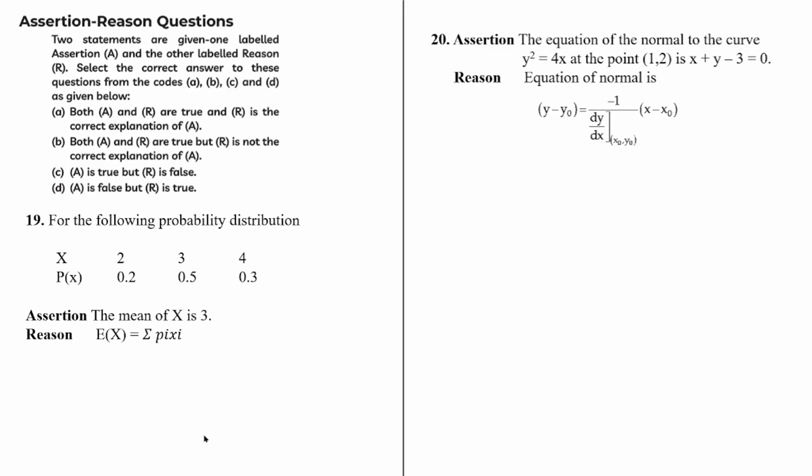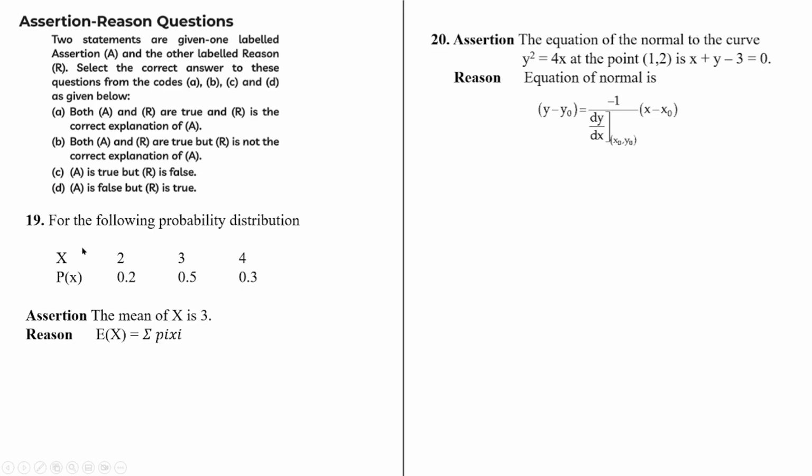And now moving on, assertion reason questions. 2 statements are given, one labeled assertion A and the other labeled reason R. Select the correct answer to these questions from the codes A, B, C and D given below. Code A, both A and R are true and R is the correct explanation of A. Code B, both A and R are true but R is not the correct explanation of A. Next we have code C where A is true but R is false, and we use code D when A is false but R is true.